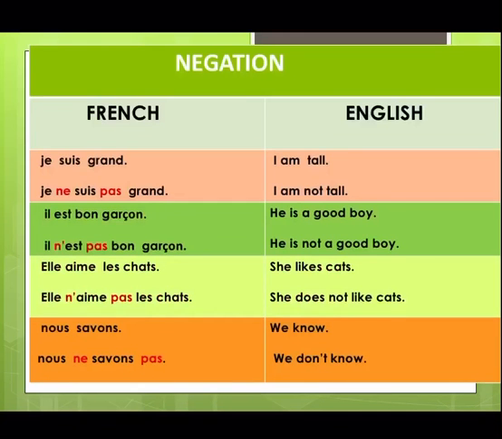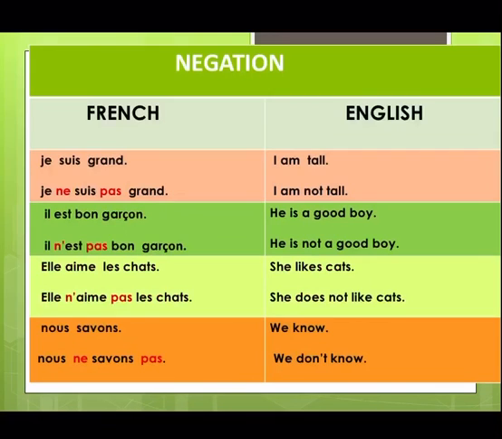There are some sentences. Je suis grand. I am tall. This is an affirmative sentence. If we want to change it to a negative sentence, we have to locate the conjugated verb. Here, je is the subject pronoun, suis is the conjugated verb, the form of the verb être, which means to be. And then grand is an adjective. So suis is the conjugated verb.